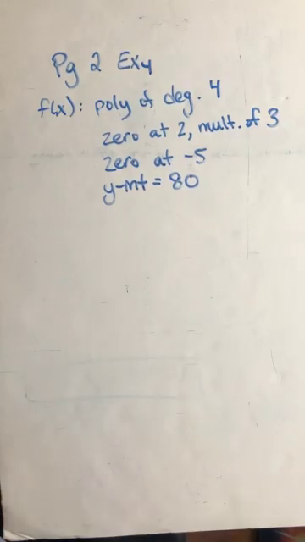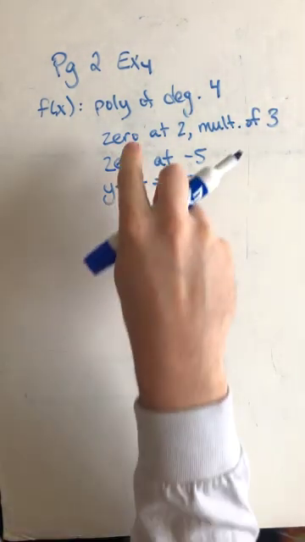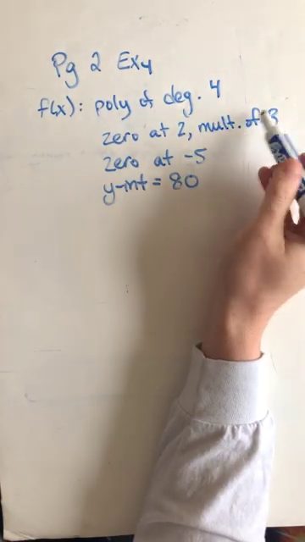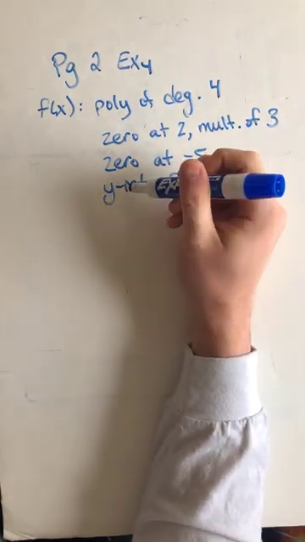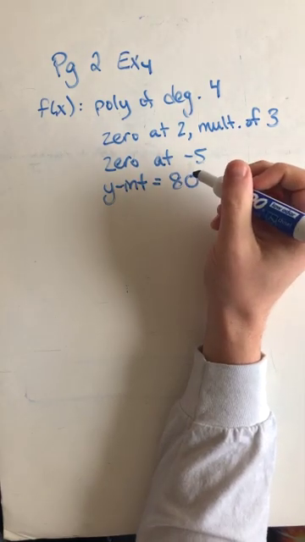Okay, so the next example below is example 4 on the same page, and it's asking you to state an equation for f of x, and it has to follow all of these things that we have below. So it needs to be a polynomial of degree 4. It has a 0 at 2 with a multiplicity of 3, a 0 at -5, and a y-intercept at 80, okay? So here is what we're looking for basically.